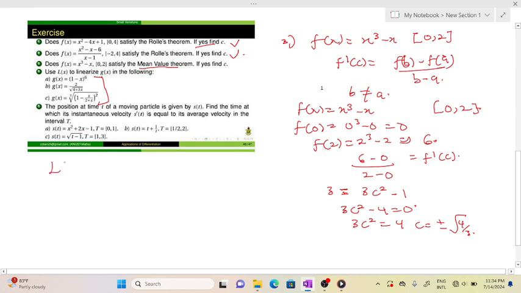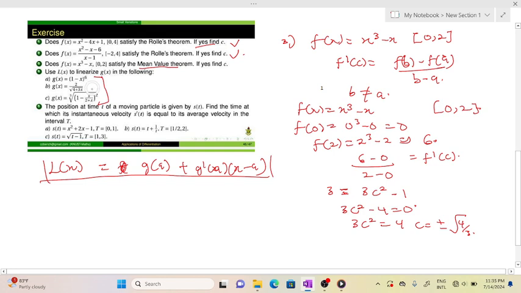Because for linearization, L of x generally should be equal to f of a, but here it is g of x, right? So g of a plus g prime of a multiplying x minus a. So this is the concept of linearization. You first find the functional value at the point you really want to linearize, then plus the derivative at that point multiplying x minus a, the change, you subtract that point from x, gives us the linearized form.